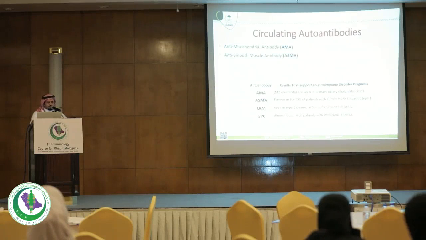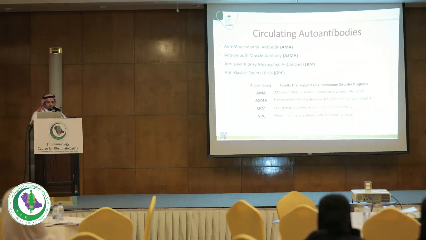We also have some circulating autoantibodies: AMA, ASMA, LKM, and gastric parietal cell. Each one has its unique disease association. The AMA is strongly associated with primary biliary cholangitis. ASMA can be found in up to 70% of autoimmune hepatitis type 1. The liver kidney microsomal antibody can be seen in autoimmune hepatitis type 2. And gastric parietal cell autoantibodies are found in almost all patients with pernicious anemia.